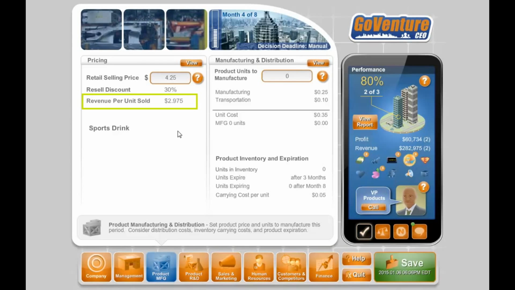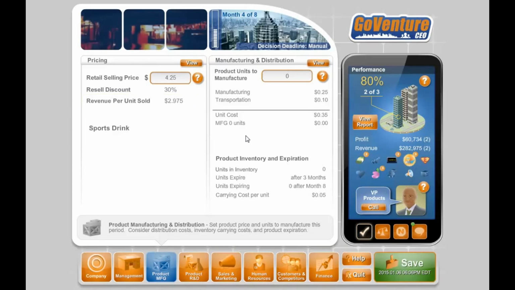Notice that the revenue you will earn is not the full retail selling price, but the amount remaining after the reseller discount is deducted. In the Manufacturing and Distribution box, you must set the number of units that you will manufacture this month. Manufacture exactly as many units as you think you can sell. Look here to see if you have units left over from previous periods.